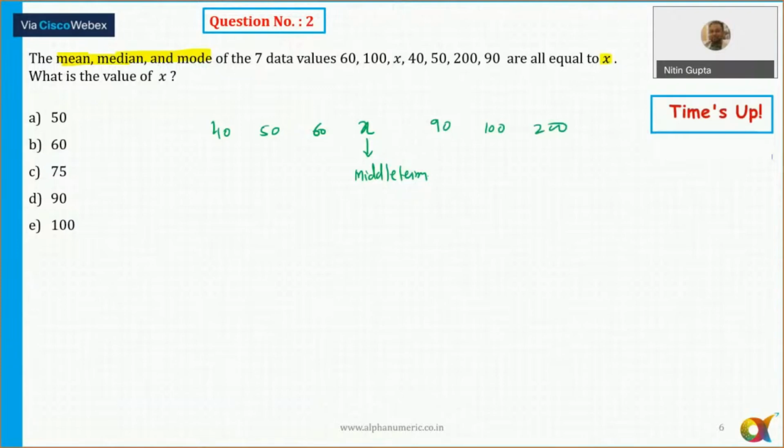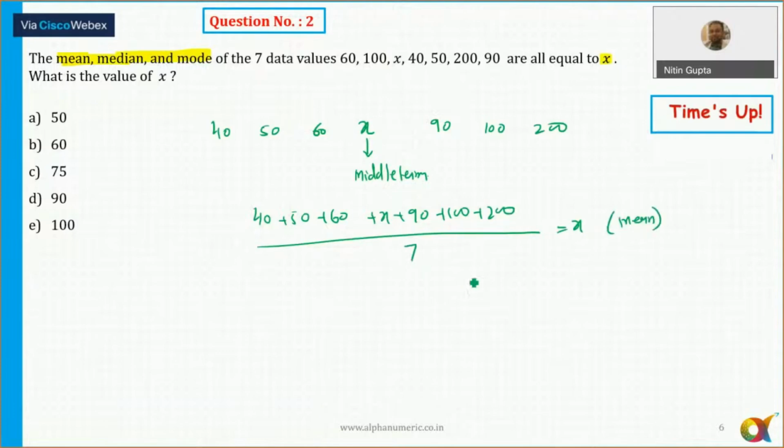So it says median is x. Now, mean is also x, which means the average of all these numbers is x. So I can quickly say that 40 plus 50 plus 60 plus x plus 90 plus 100 plus 200, divided by 7, is equal to x. This is the median here, and this is my mean.